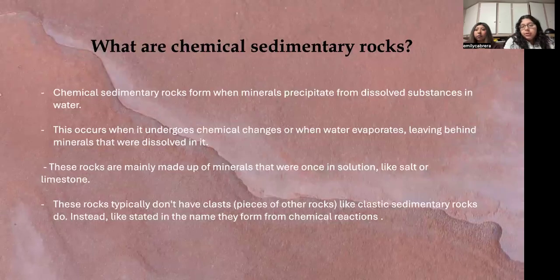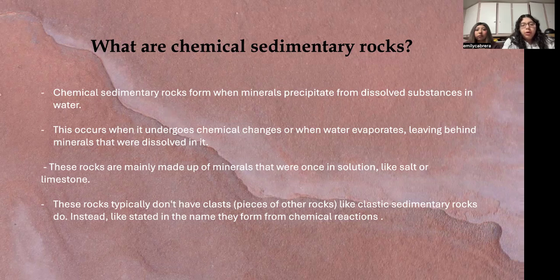What are chemical sedimentary rocks? Chemical sedimentary rocks form when minerals precipitate from dissolved substances in water. And this occurs when it undergoes chemical changes or when the water evaporates, leaving behind minerals that were dissolved in it. These rocks are mainly made up of minerals that were once in solution, like salt or limestone.